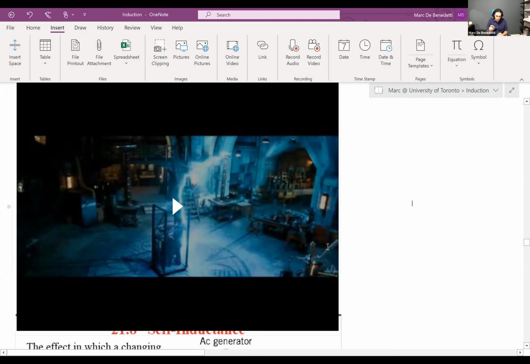And the noises that you hear, other than the dubbing of the music over top, the music from the Tesla coil is very close to what it actually sounds like in person at UTM when I do this demonstration. So I hope you enjoy this little bit of a snippet from the movie.